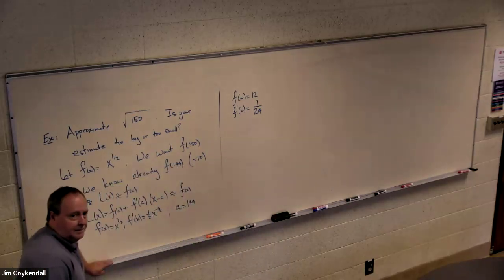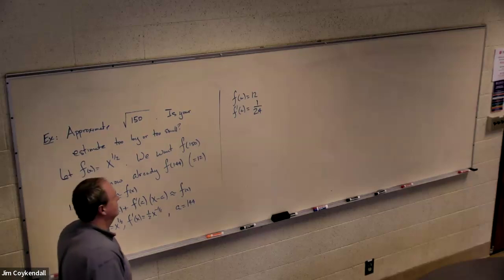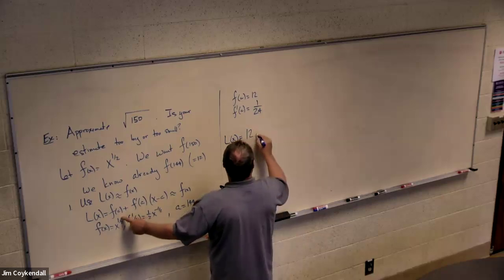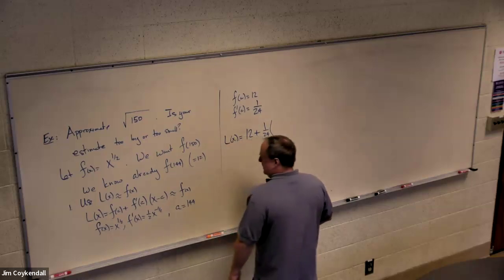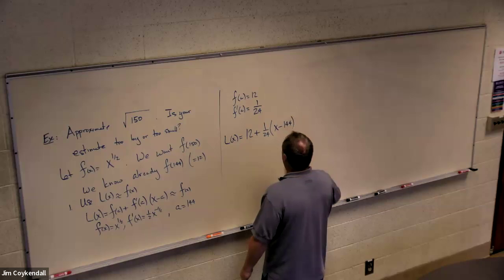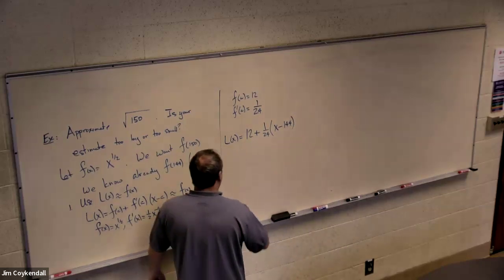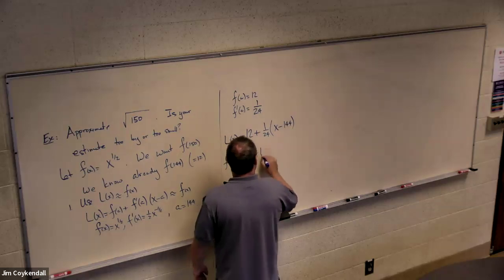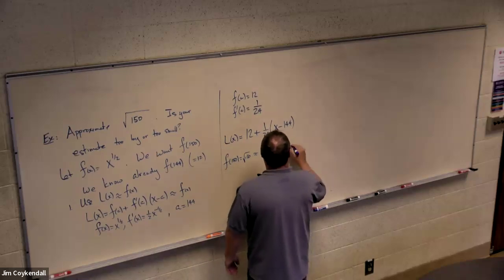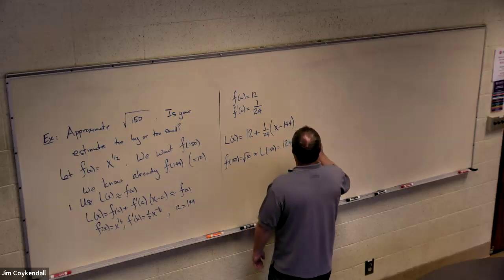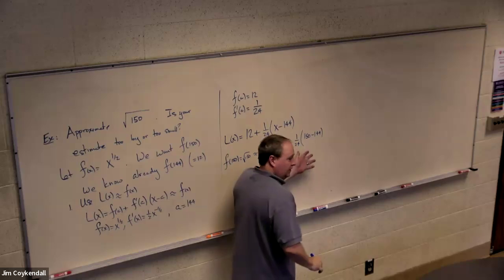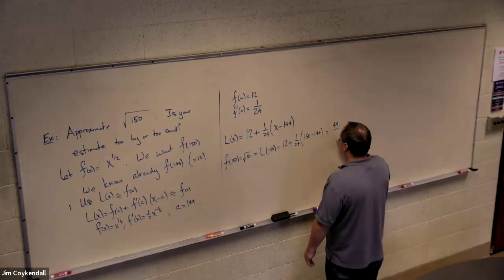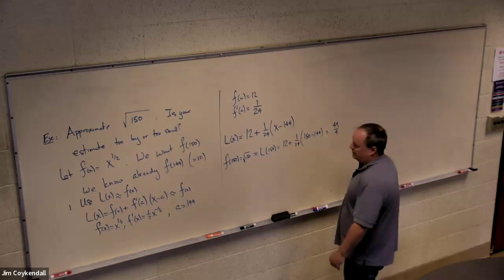Let's see right here. So L of x is f of a, which is 12, plus 1/24 times x minus 144. And there you go. So f of 150, which is the square root of 150, should be approximately equal to L of 150, which is 12 plus 1/24 times 150 minus 144. So you plug in 150 just like it's the square root of 150. 6/24 is 1/4, so I get 12.25. So about 12.25.